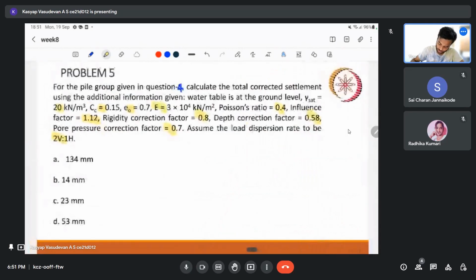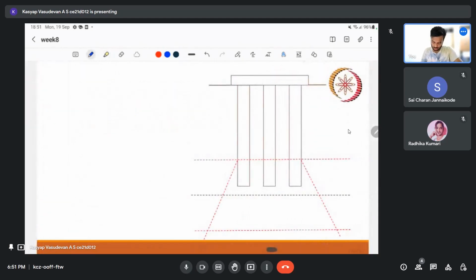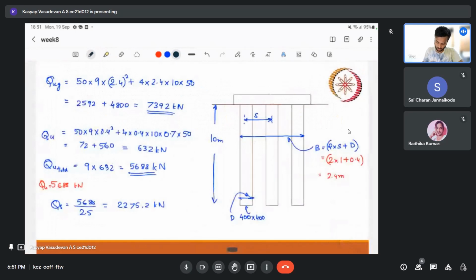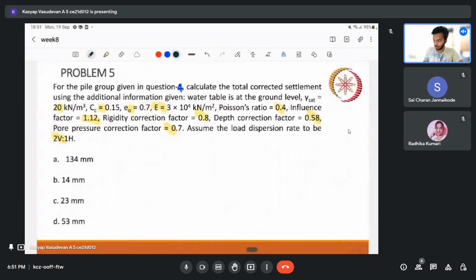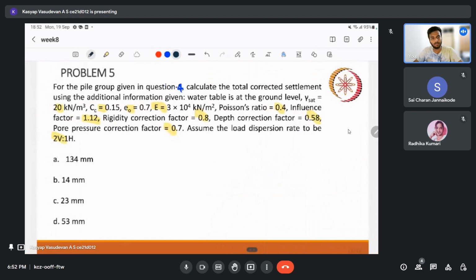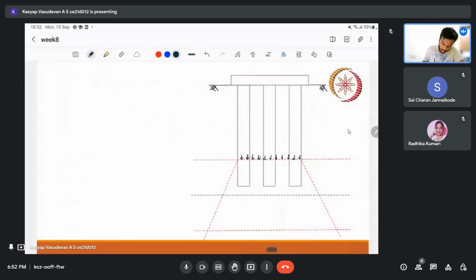Here we have a pile group, the same pile that we were talking about here. These are square piles, but that doesn't matter, right? So here our idea is we will replace this as a raft. So this is the idea. Here the soil is completely in the clay layer.